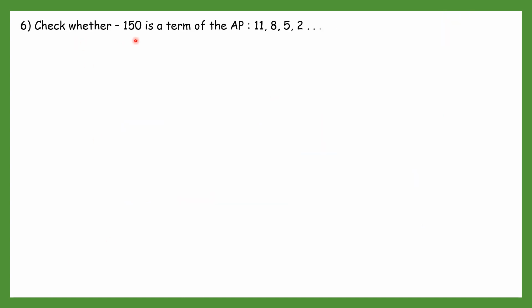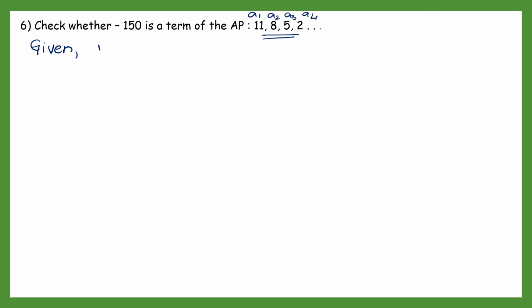Check whether minus 150 is a term of the arithmetic progression 11, 8, 5, 2 and so on. So we should check whether in this arithmetic progression minus 150 exists or not. Let's check that. So what have they given? Given an arithmetic progression. This is an arithmetic progression: first term, second term, third term, fourth term. We know till the fourth term.